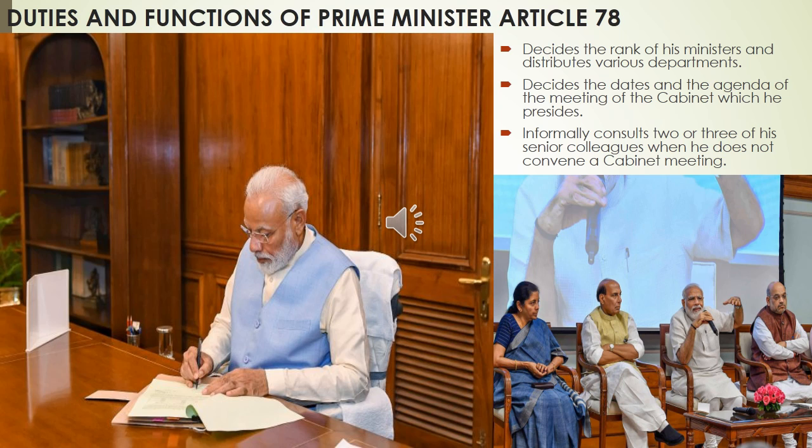Duties and functions of the Prime Minister. So what are the duties? What are the functions performed by the Prime Minister? Article 78 mentions the duties of the Prime Minister.